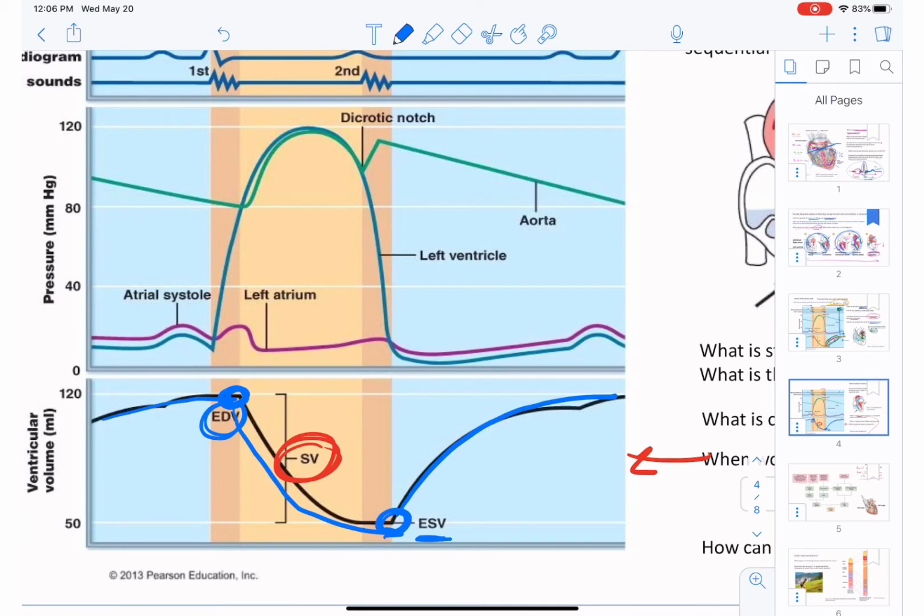So all you have to do to calculate stroke volume is take the EDV, which is in this case 120 milliliters, and subtract the end systolic volume. That's 50 milliliters. And so what are we left with? We have a stroke volume of 70 milliliters. That means that with each heartbeat, 70 milliliters is moving from the left ventricle into the aorta, and 70 milliliters is moving from the right ventricle into the pulmonary circulation.